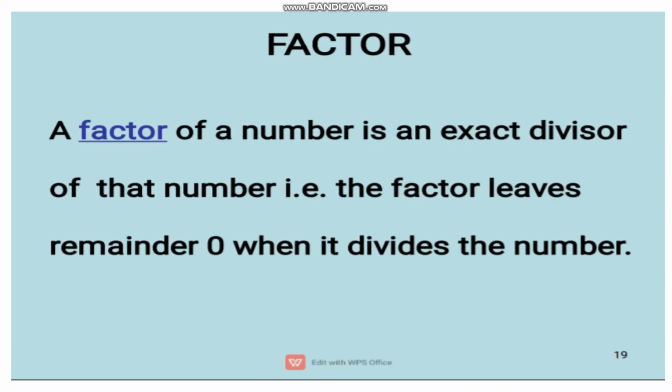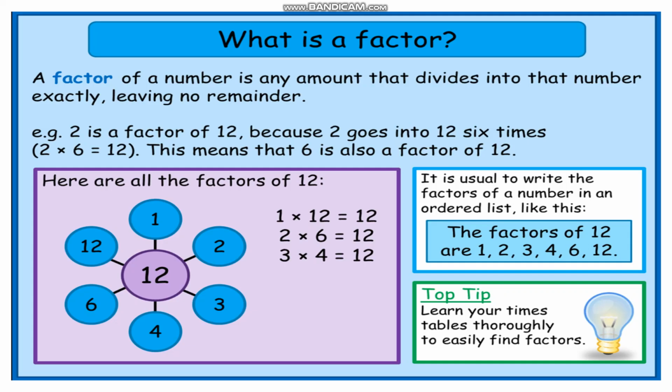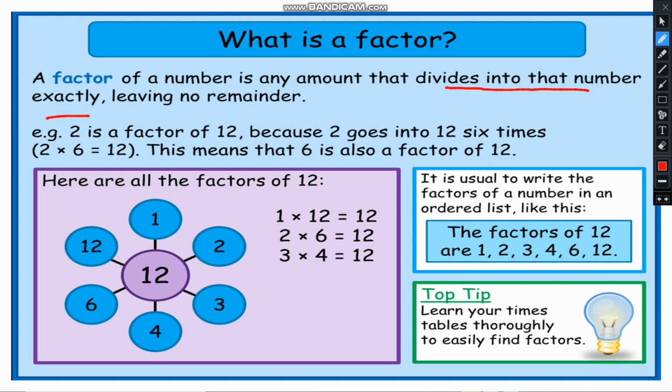So a factor of a number is an exact divisor of that number. That is, if you divide the number by the factor, it leaves remainder 0. So when the remainder is 0 when you are dividing by this number, this particular number is a factor of the given number. A factor of a number is any amount that divides into that number exactly, leaving no remainder.